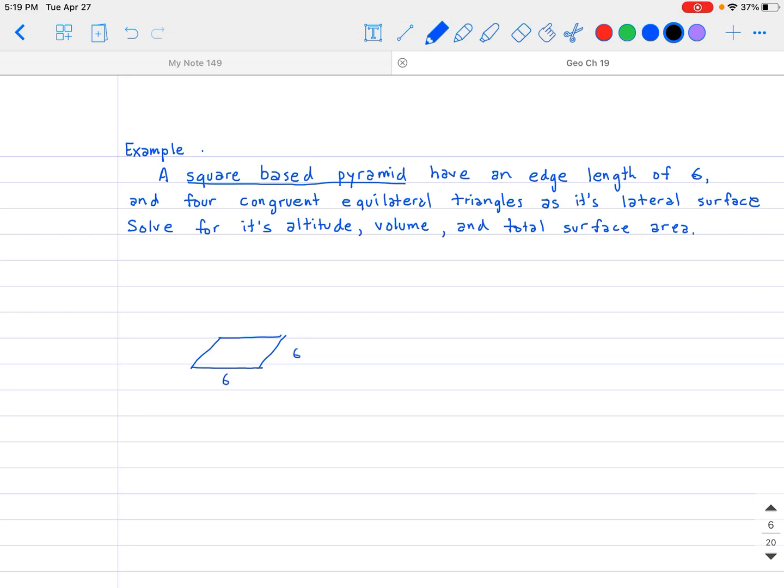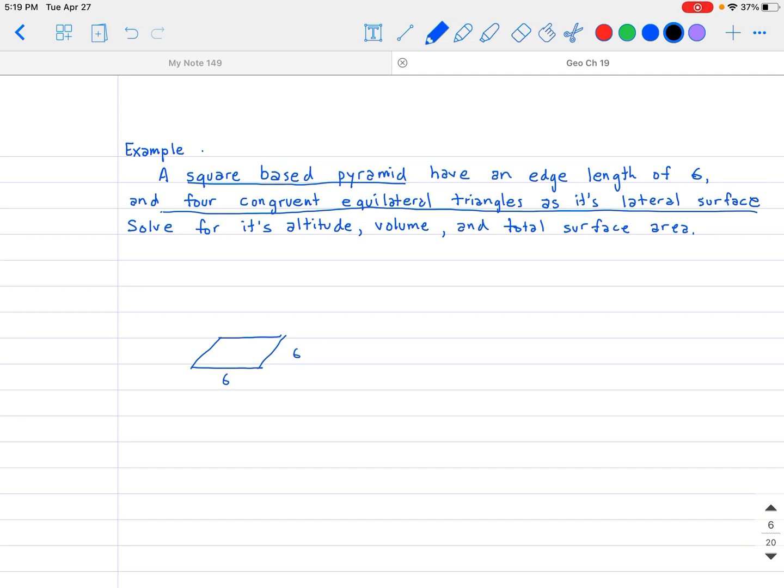Now, I'm going to have to draw this using 3D, so bear with me. We are going to have 4 congruent equilateral triangles as its lateral surface. The lateral surface is defined as all the surfaces combined that are not the bases. Okay, so let me repeat again. The lateral surface is basically all the faces with the exception of the base.